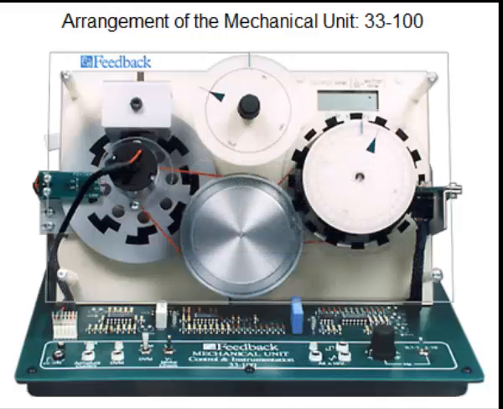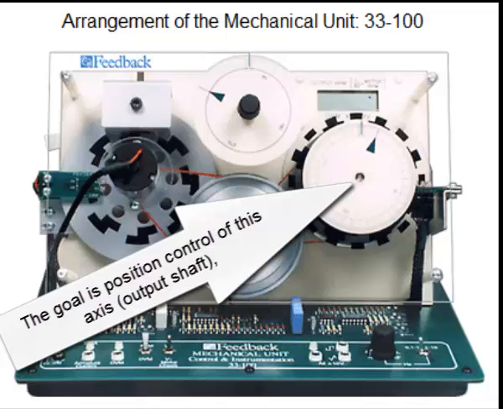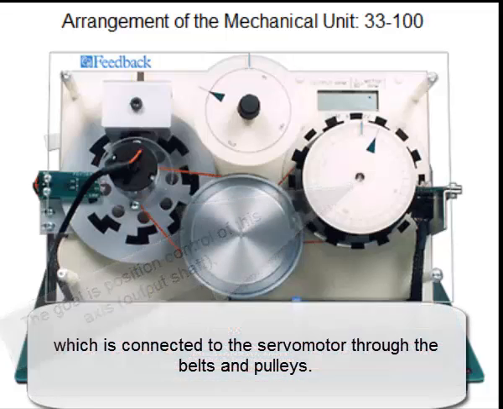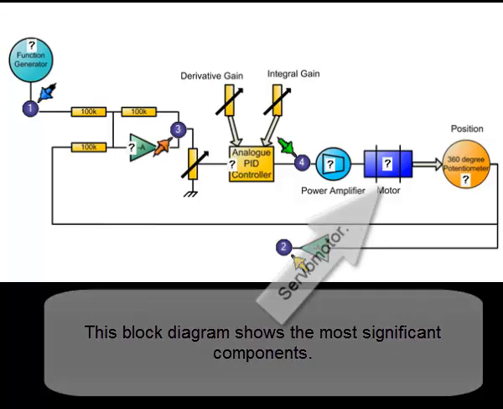This is the mechanical unit. That's the servomotor axis. The goal is position control of this axis, the output shaft, which is connected to the servomotor through belts and pulleys. This block diagram shows the most significant components. That's the servomotor.